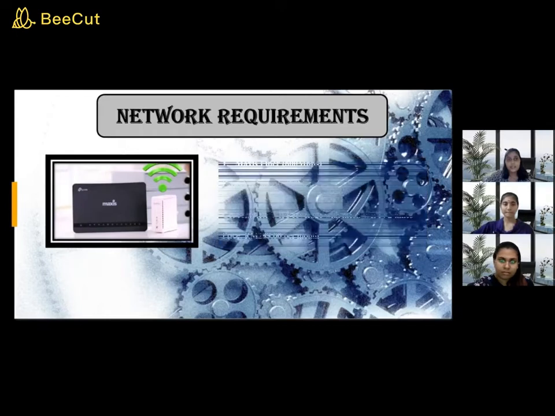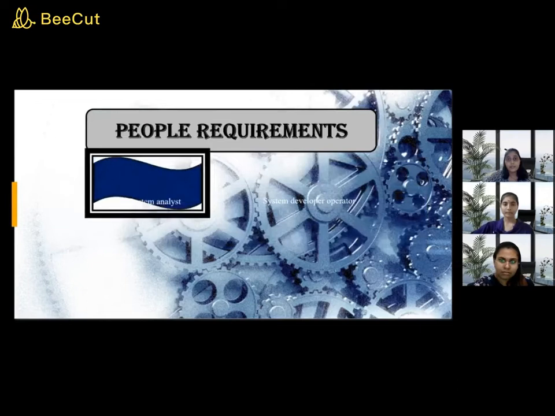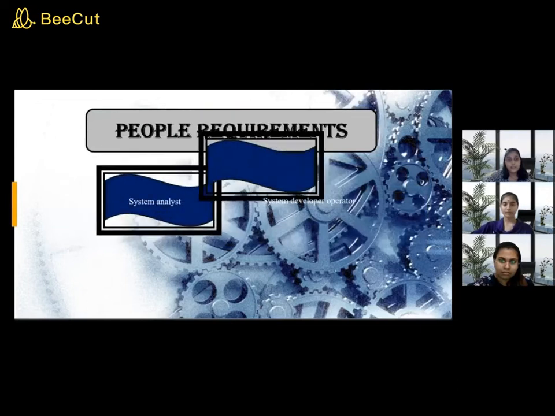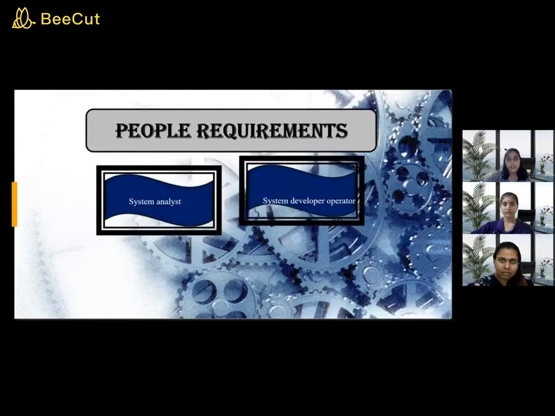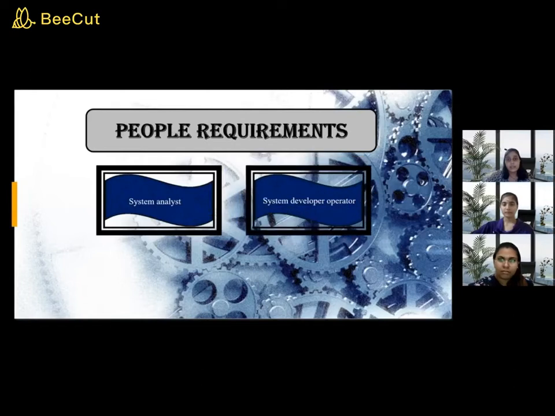Next, let's see the people requirement for the system development. First is the system analyst, and next one is the system developer operator. Next, my group member Naga Subhashini will proceed with the presentation.